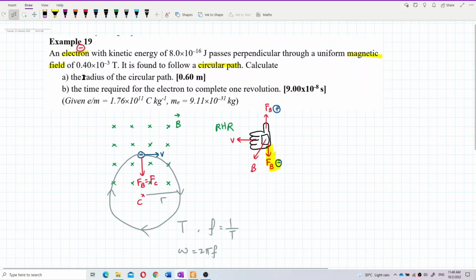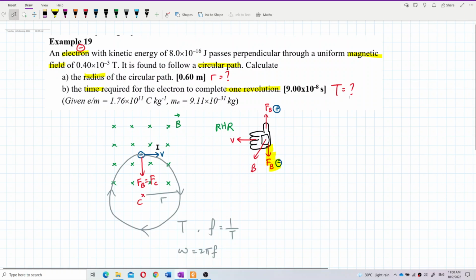So that's all. Now I want the calculation part. I want to find the radius R. So how to find R? And then the following question is the time required for the electron to complete one revolution. That's the period, because the period is the time required to complete one revolution, one cycle. So we want to find the radius and the period.